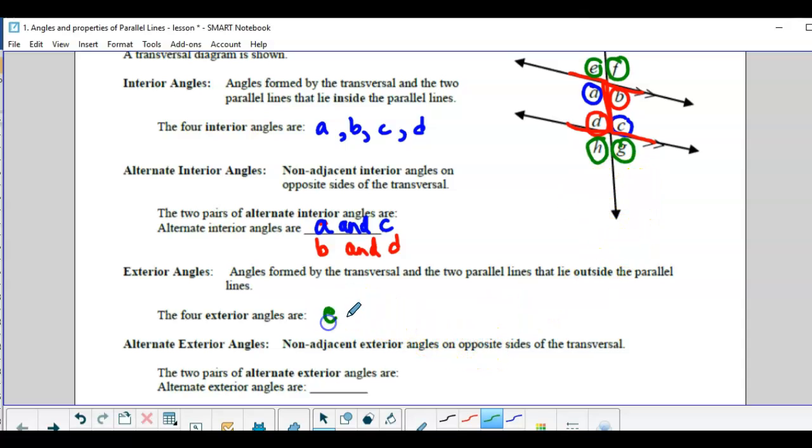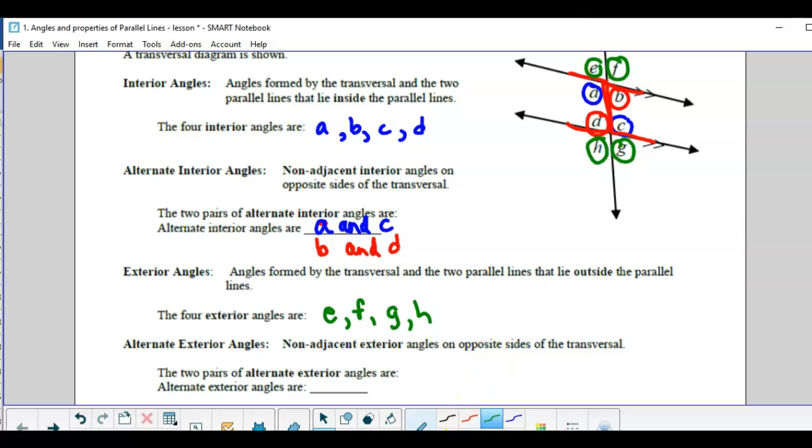So that's E, F, G, and H. And then alternate exterior angles, same deal: opposite sides of the transversal, and they're not adjacent. So G and H, can't say that, but G and E we can, and F and H we can.